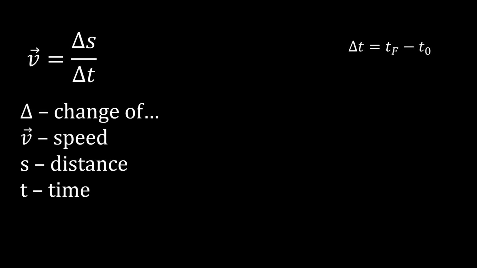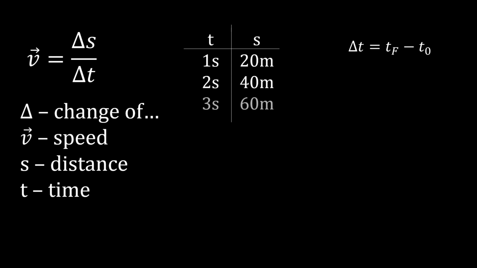Speed tells us how fast an object is moving. More precisely, it describes how much distance an object covers in a given amount of time. For example, if something is moving at 20 meters per second, it will travel 20 meters in 1 second, 40 meters in 2 seconds, 60 meters in 3 seconds, and so on.